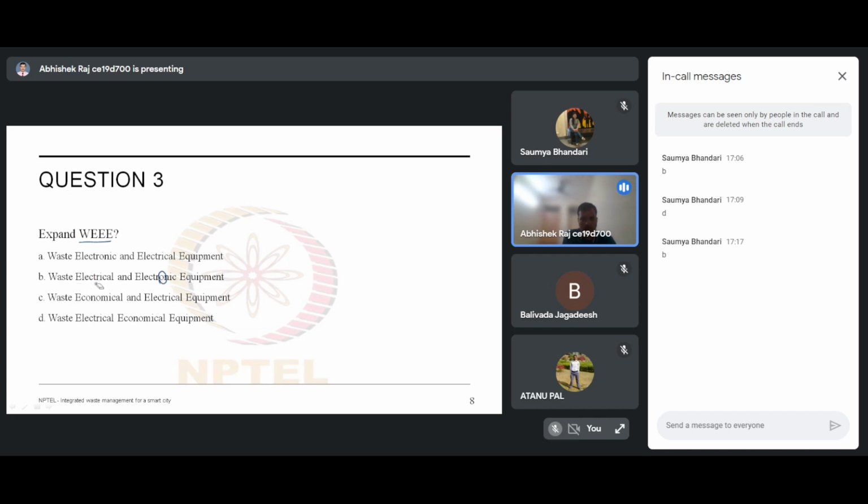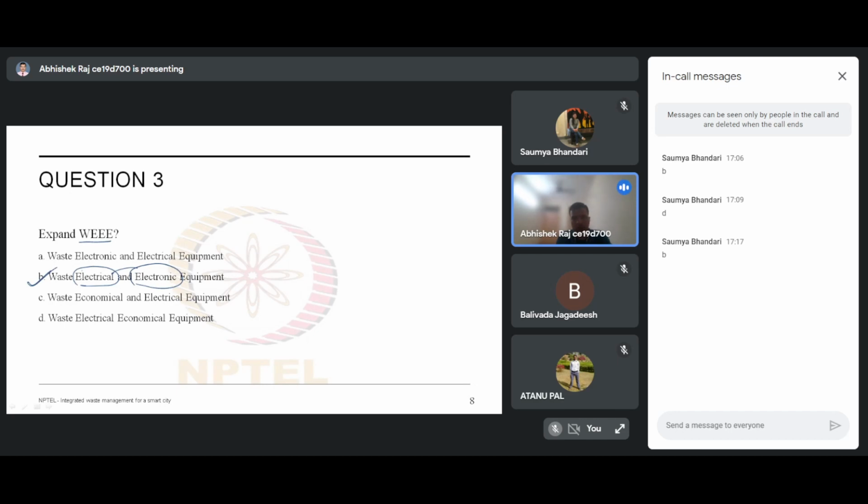It is also a general convention to use electrical before electronic, because for anything electronic to work, we need electricity first, and electricity is directly related to the word electrical. So that is one of the logics used for keeping electrical before electronic, and alphabetical order is also there. So option B is the correct answer.